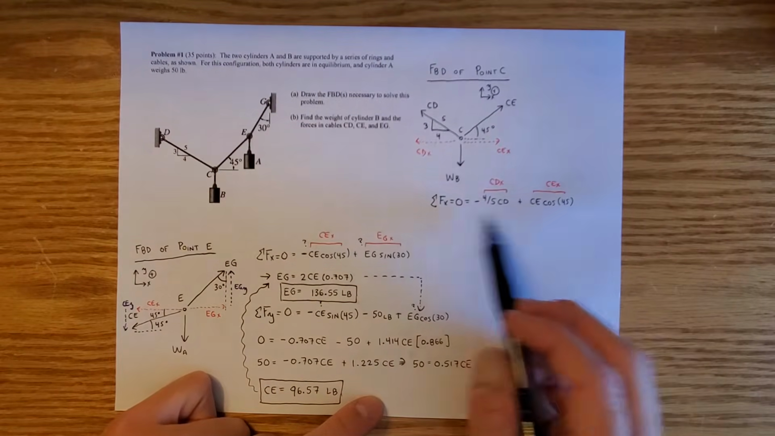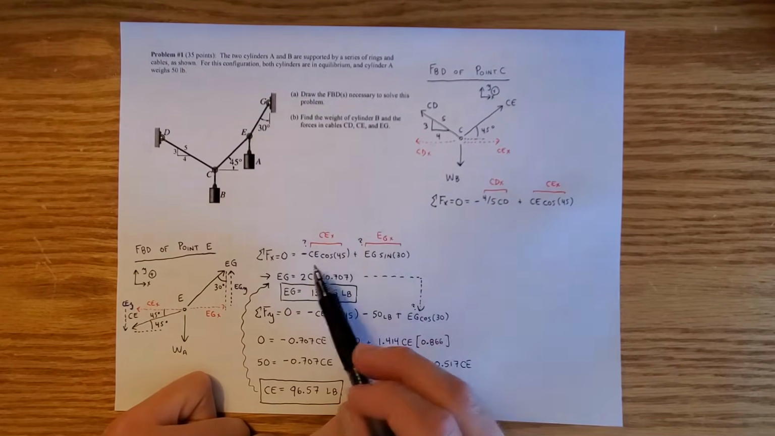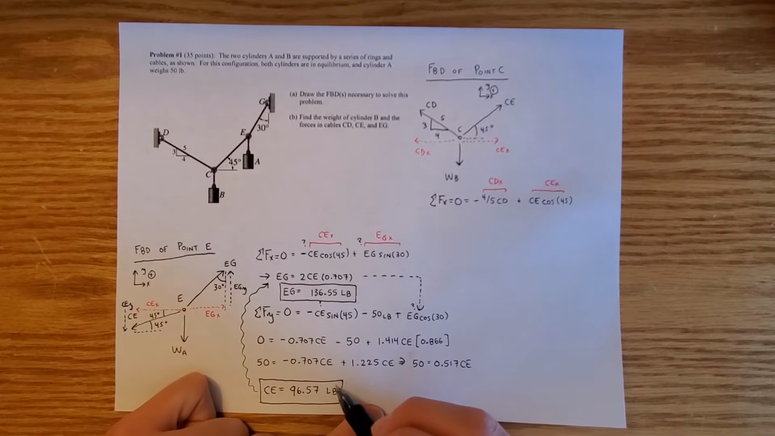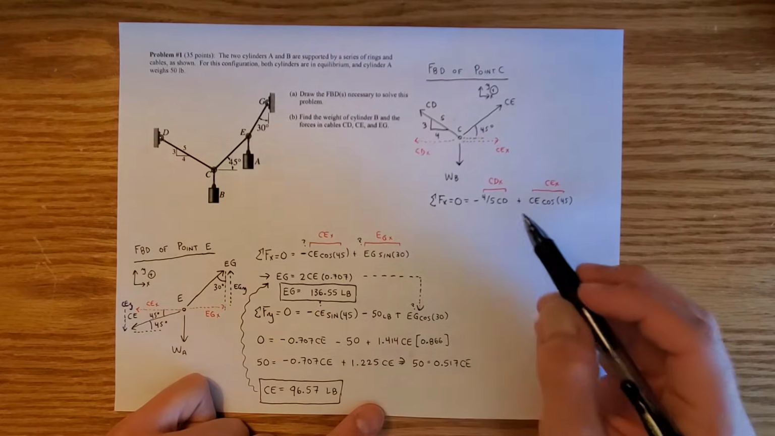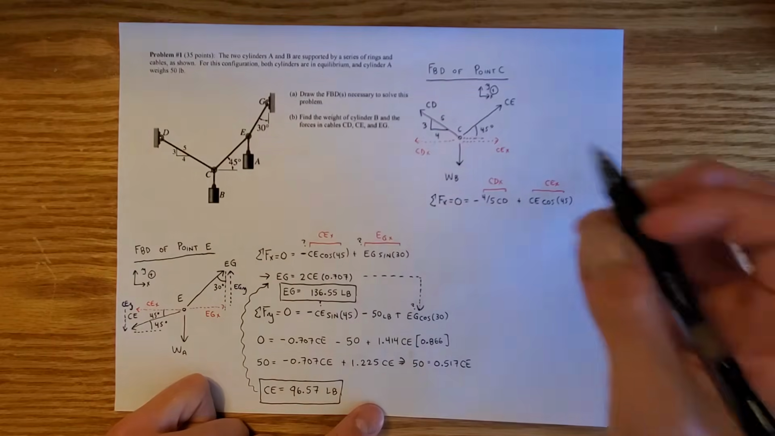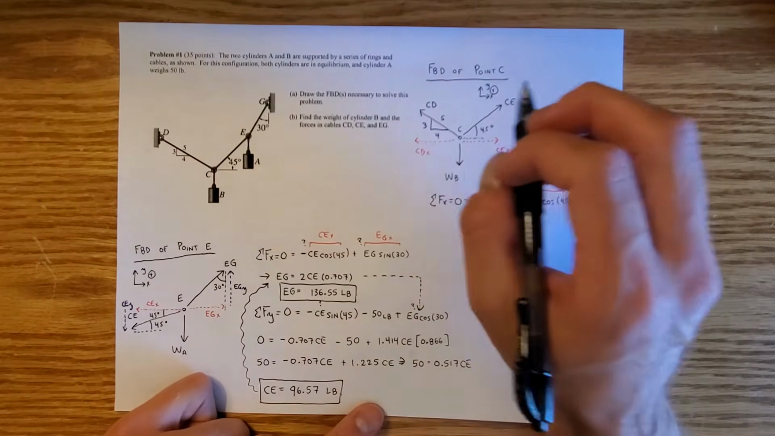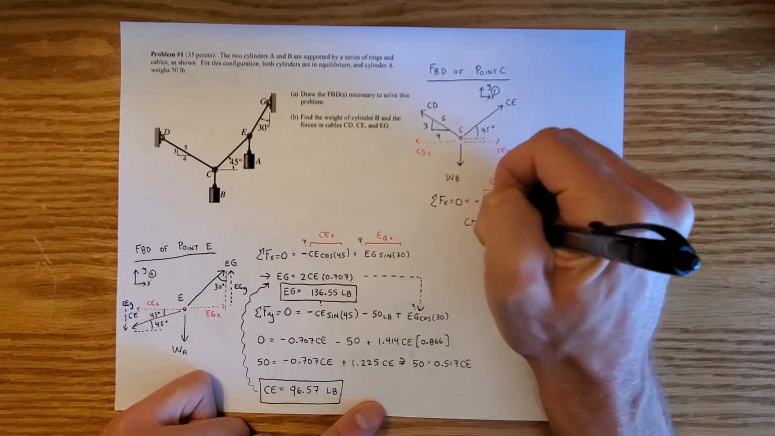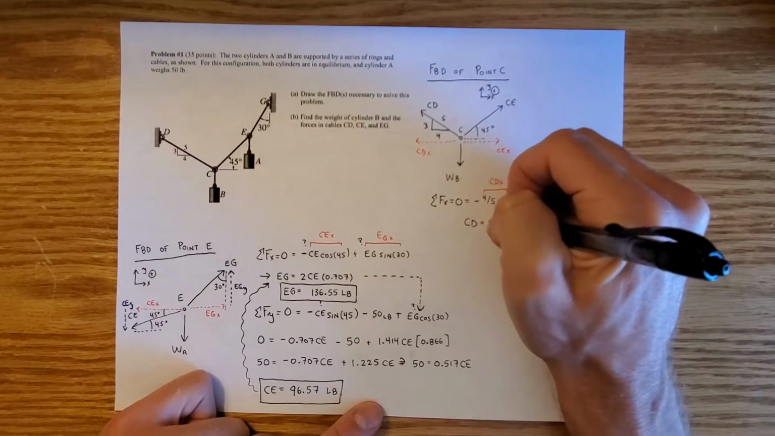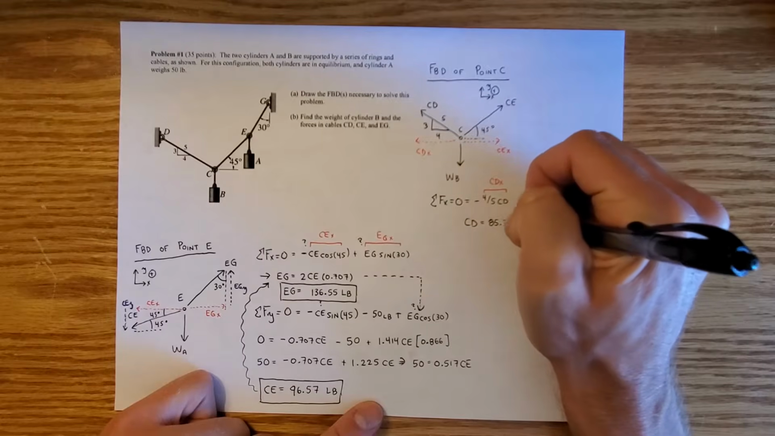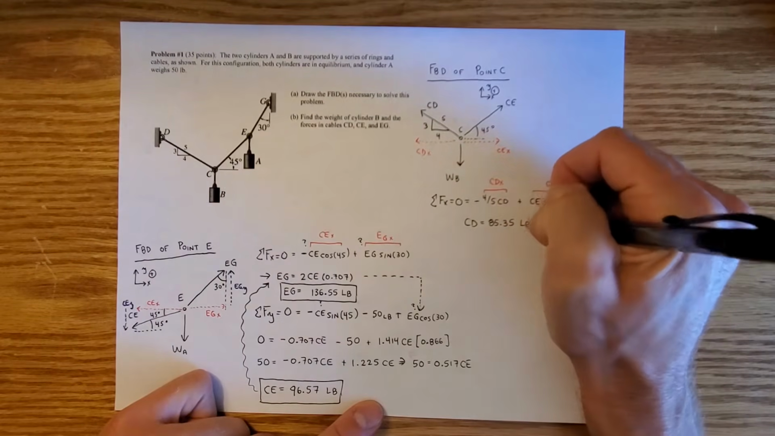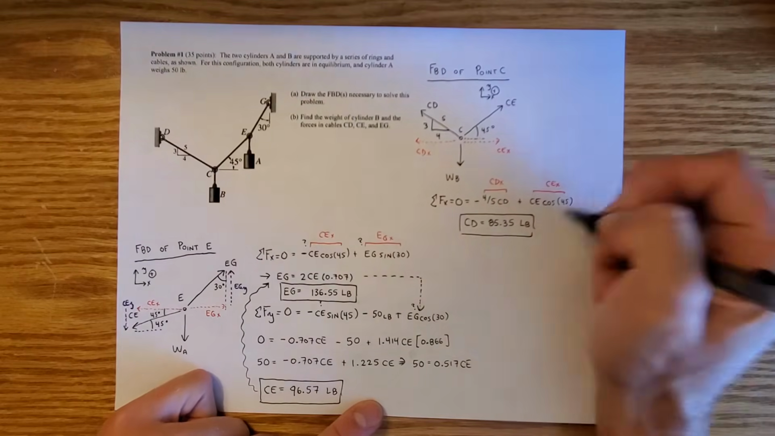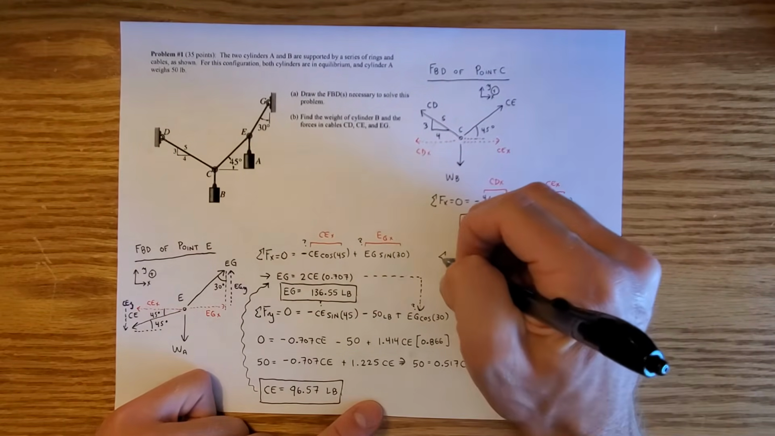So we look at this equation. Last time our X equation was unsolvable, but this time, because we have CE already solved for, we can take CE from here, plug that in right here, and actually solve. So fairly quickly, we can find that CD is going to be equal to 85.35 pounds. Box your answer.